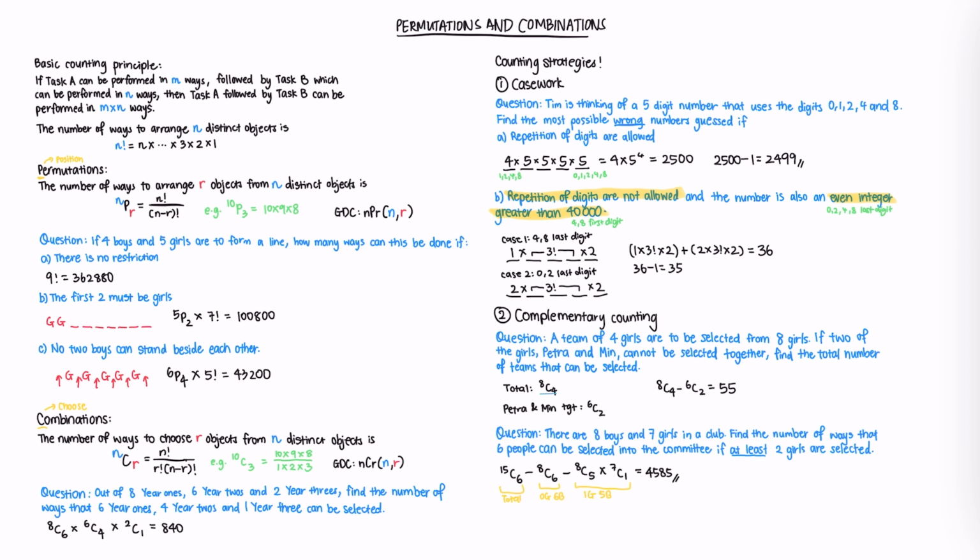Okay, here's the summary sheet for permutations and combinations. So to recap, we have permutations, which is about the position when we are arranging different people into different positions. Combinations, which starts with C, so this is about choosing different people, where position and order doesn't matter. And for counting strategies, we can do casework, where we're actually just adding up all the different cases to give us the total number of ways. And finally, we have complementary counting.